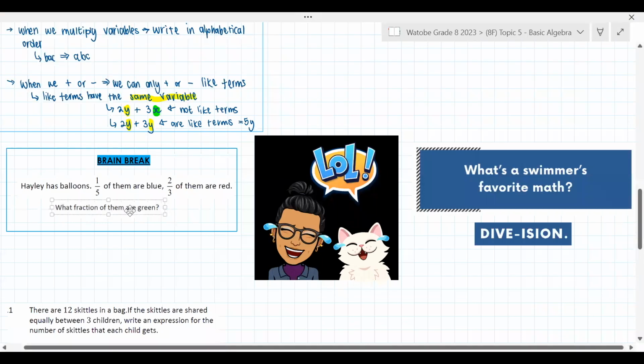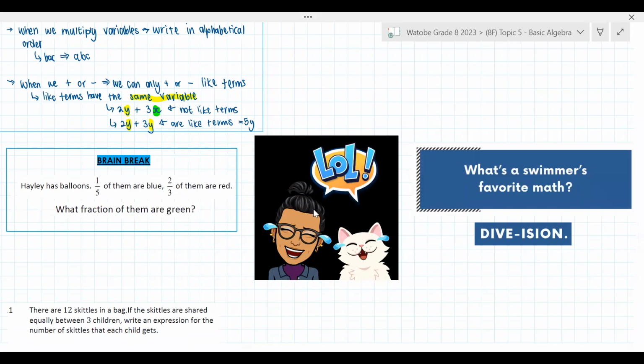Right, so the question is, Haley has balloons. A fifth of them are blue, 2/3 of them are red. What fraction of them are green? Have a think. You know what fraction are blue, you know what fraction are red, you want to know what fraction of them are green.